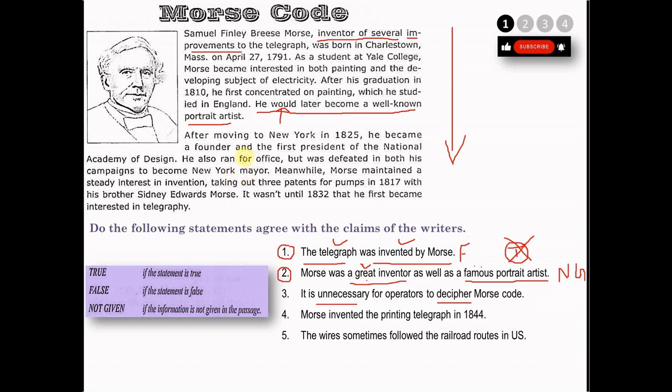Yes. So after moving to New York in 1825, he became a founder and the first president of the National Academy of Design. He also ran for office but was defeated in both his campaigns to become New York mayor. Meanwhile, Morse maintained a steady interest in invention, taking out 3 patents for pumps in 1817 with his brother Sidney Edwards Morse. It wasn't until 1832 that he first became interested in telegraphy.